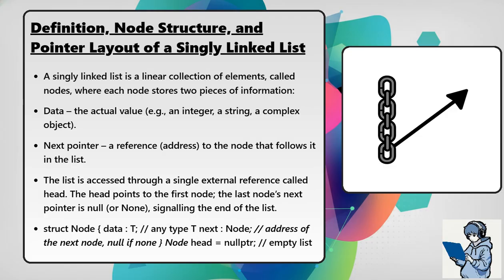struct Node { data: T; // any type T next: Node*; // address of the next node, null if none } Node* head = null; // empty list.